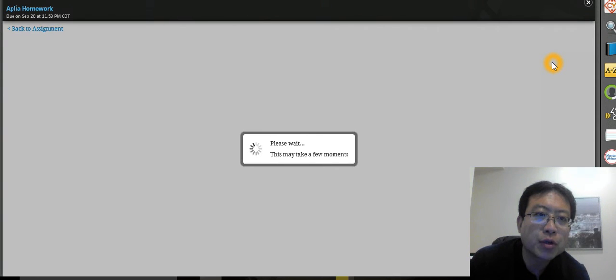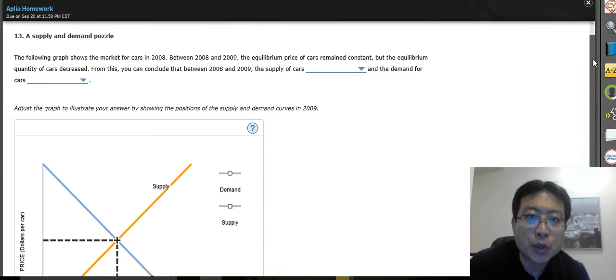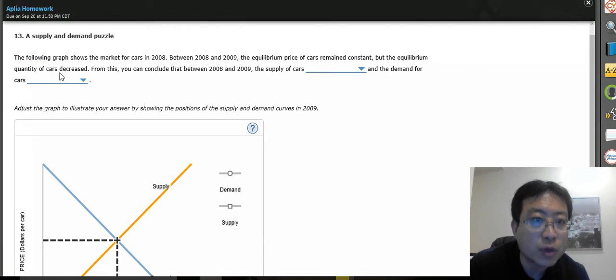Hi class, in this video we're going to do number 3 and number 14 on your chapter 4 homework. So here's the question for number 3. The following graph shows the market for cars in 2008. Between 2008 and 2009, the equilibrium price for cars remained constant, but the equilibrium quantity for cars decreased.